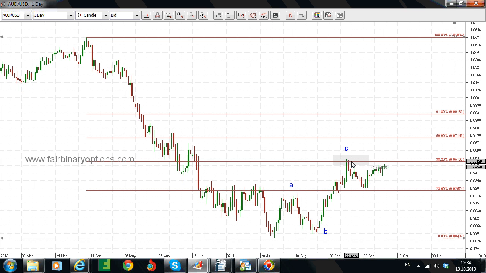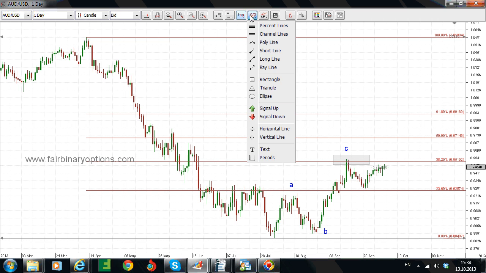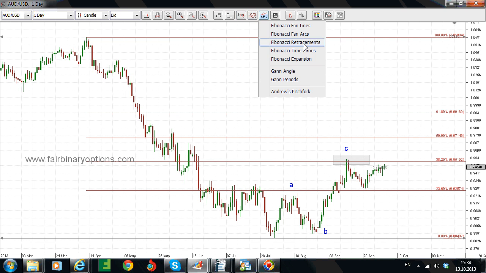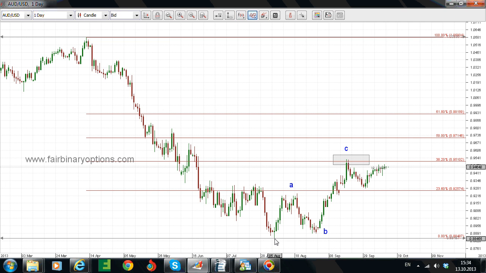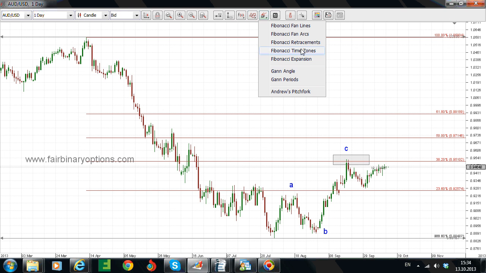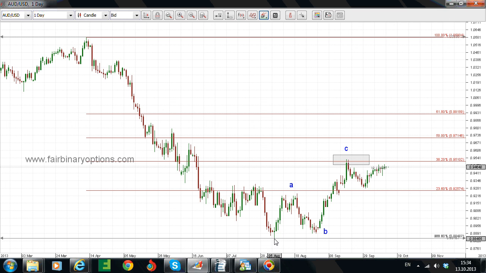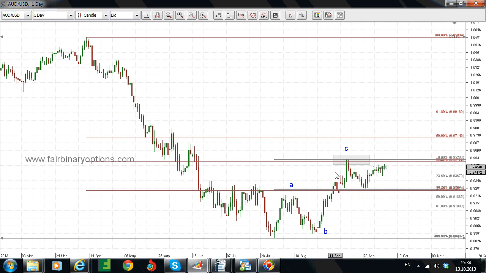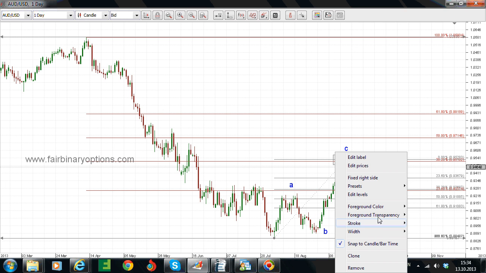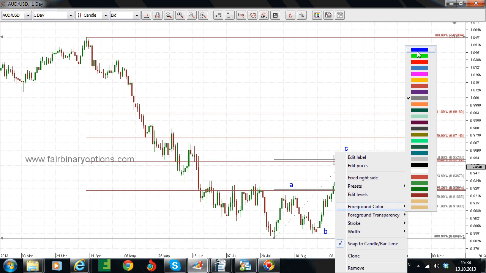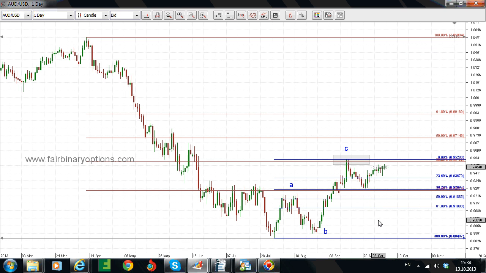So because of that, now we are looking for a possible three-wave structure that should go 61.8 of this entire move. Now this entire move should be taken from the lows like this. Let's take a Fibonacci retracement from the lows to the highs here, and let's change the color of it so that we know that this belongs to this blue setup. And now we're looking for the target to be the 61.8 retracement.